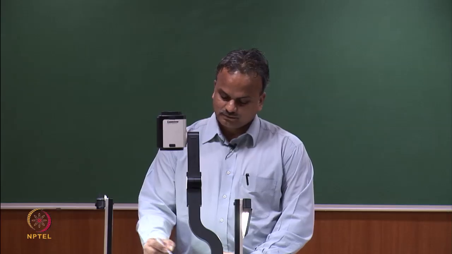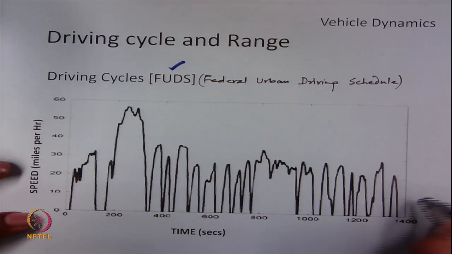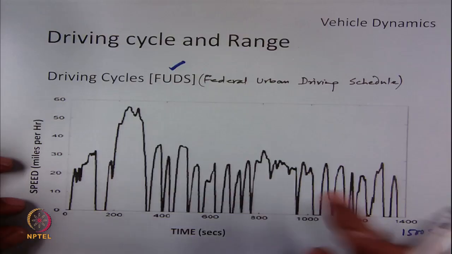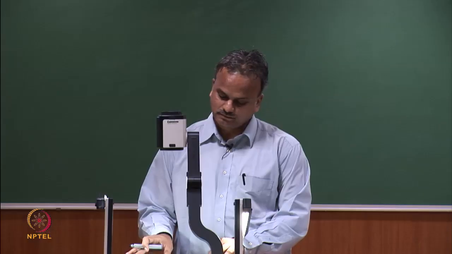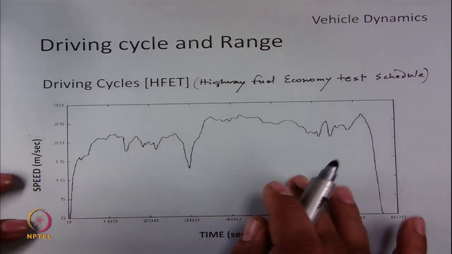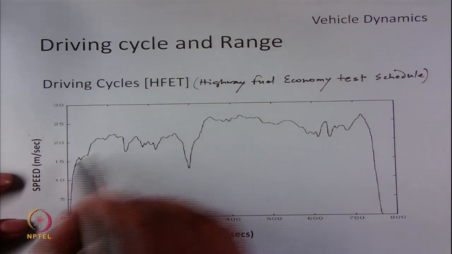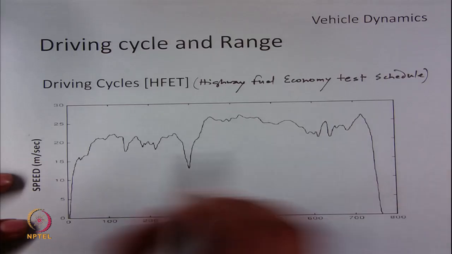So, in FUDS basically this kind of variation of speed versus time is given. So, it is basically for 1500 seconds. So, it has a very high variation of speed with respect to time. So, this is a typical basically urban kind of transport where you have frequent start stops. So, let us see the driving profile of a HFET driving profile. So, it is highway fuel economy test schedule. So, we can see that the variation is not high here and mostly you are operating at higher speeds most of the time.